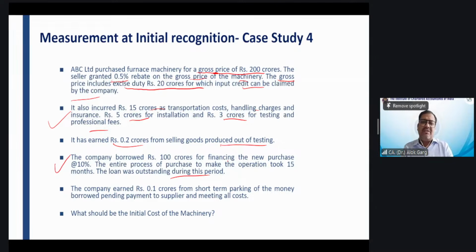Okay. So what is the treatment of this paragraph? You all are CA final students, you understand this. क्या करें? ये जो 100 करोड़ रुपए का लोन है, 10% का बोरोइंग कॉस्ट है, and there is a 15 months period also. So friends, help me here. So what should I do with this information? क्या करना है मुझे इस information का? What should I do with this information, guys?